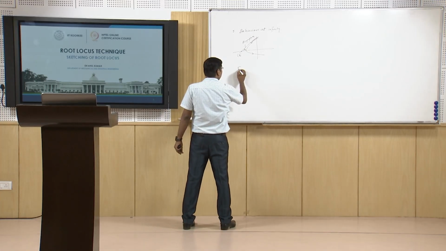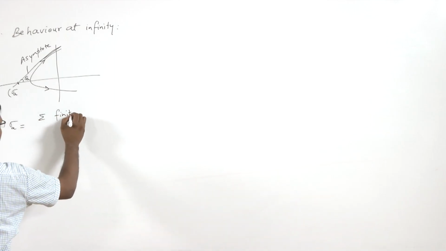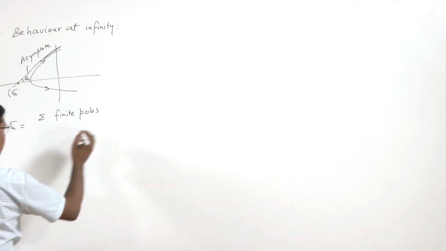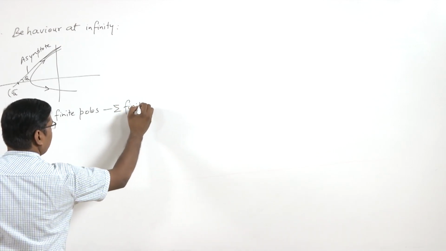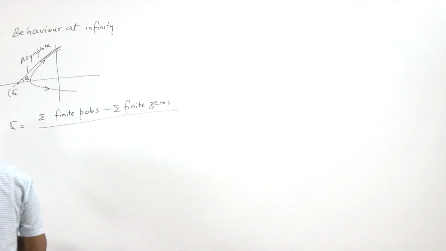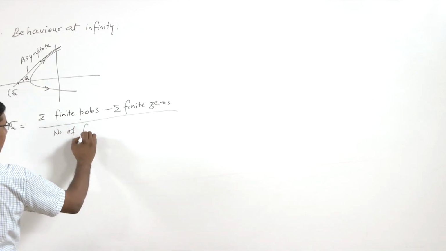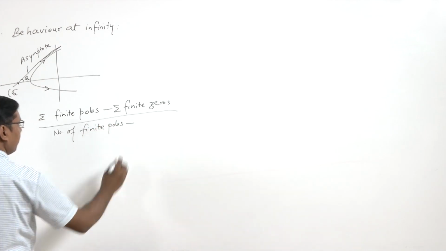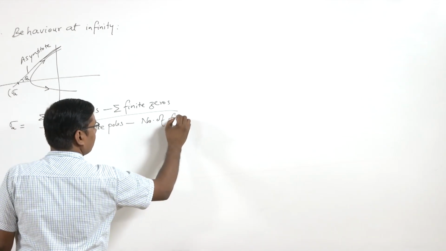So sigma_a is equal to summation of finite poles minus summation of finite zeros upon number of finite poles minus number of finite zeros.